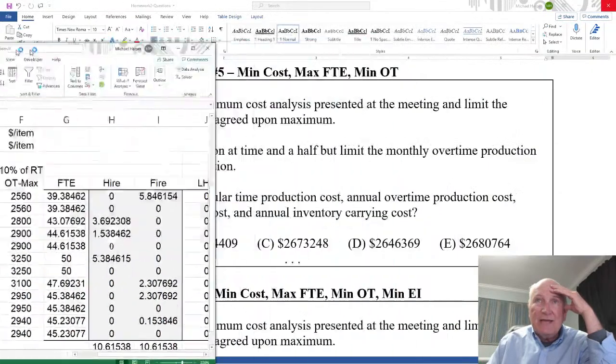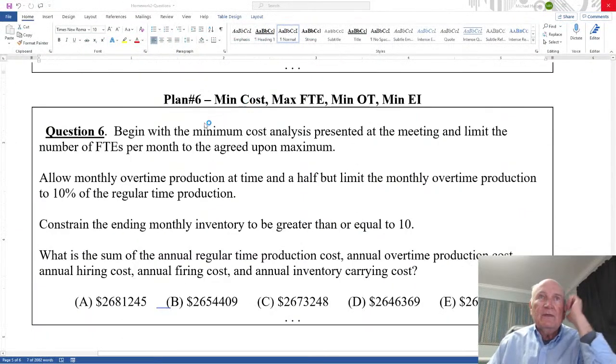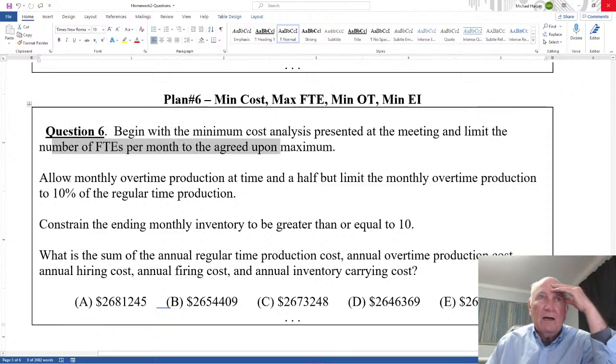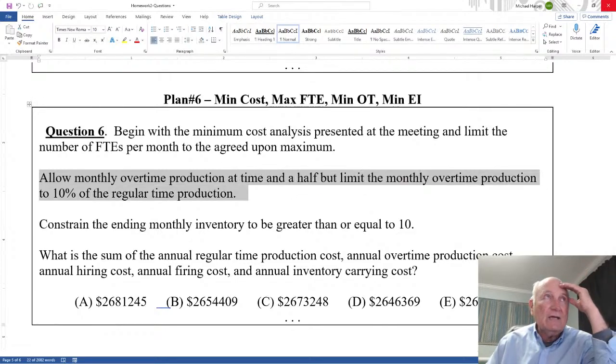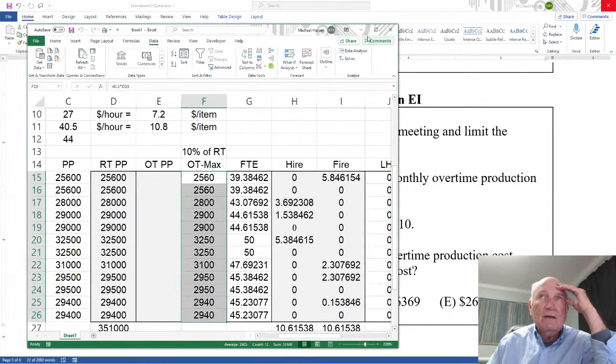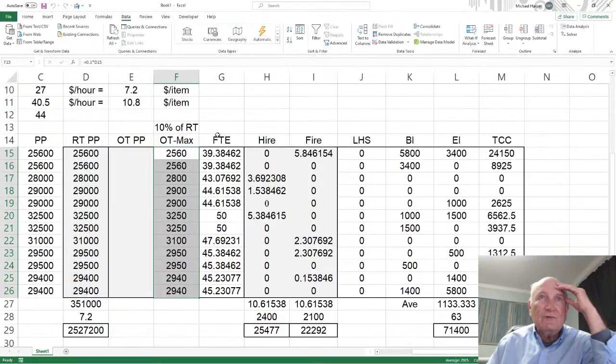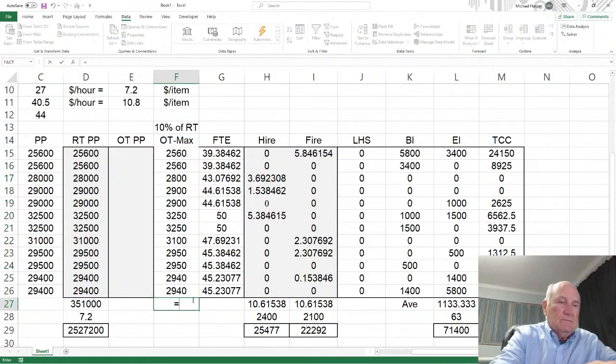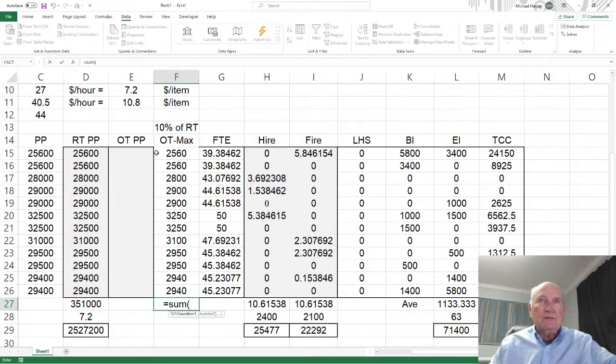Okay, then let's go back to the problem. That's that problem. And then number 6, begin with the overtime minimum cost presented at the meeting and limit the number of FTEs per month to the agreed upon maximum of 44. We've already done that. Allow the monthly overtime at time and a half with 10%. Actually, we didn't do that, did we? The overtime production here, max here, let's sum this. Actually, I didn't do it. We have to sum this and make sure we got all of it.